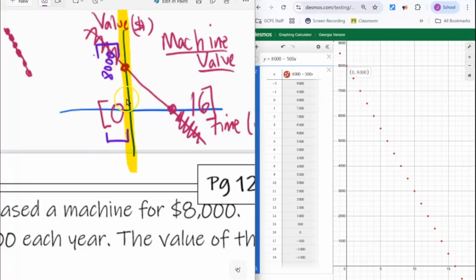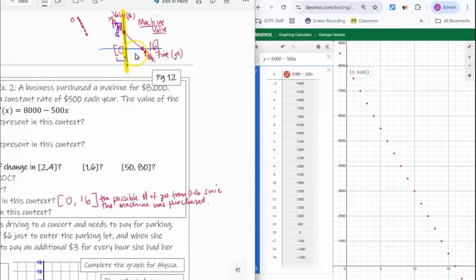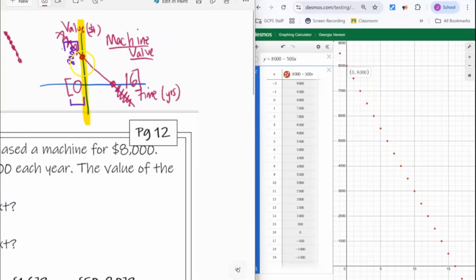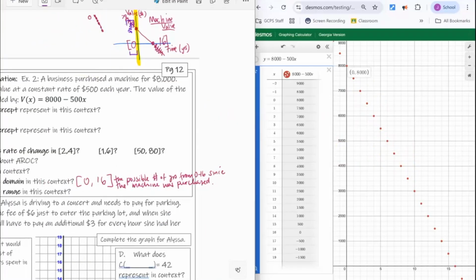Am I allowed to have decimals? Yes, I can have decimals with dollars. So this is everything included. So again, this is a continuous graph from 0 to 16 and 0 to 8,000. It's continuous in this section in my real life. If it was not continuous, it would mean that I couldn't have the in-betweens, the decimals. That would be discrete. So go ahead and write my range. My range is from 0 to 8,000.